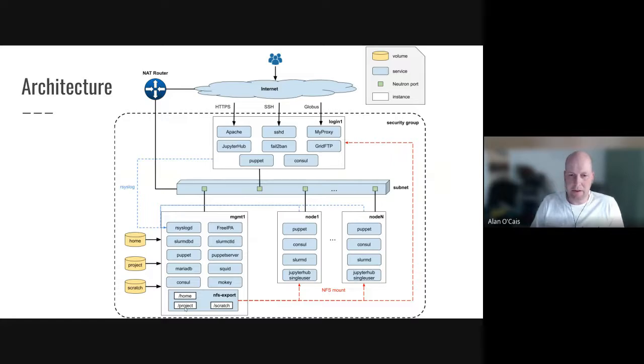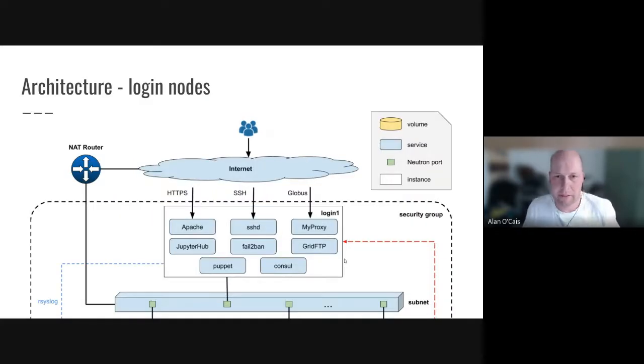And then inside here we have the different types of things. We have the login node, which we'll look at in detail in a second, the management node, and then the different worker nodes, and they're connected by a network. The system logging is all passed back to the management node, which is also the home of the different file systems. So you have home, project, and scratch that are the common file systems, and they're NFS exported to everybody, so to the login nodes and the compute nodes.